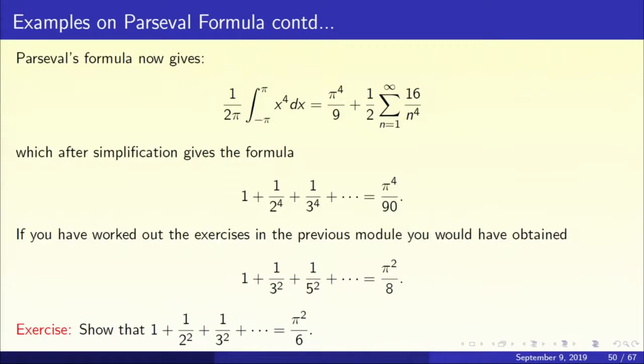Now if you have worked out the exercises in the previous module on pointwise convergence, you would have obtained one formula: 1 plus 1 upon 3 squared plus 1 upon 5 squared plus etc. as pi squared by 8. It's an easy exercise for you to check that 1 plus 1 upon 2 squared plus 1 upon 3 squared is pi squared by 6.